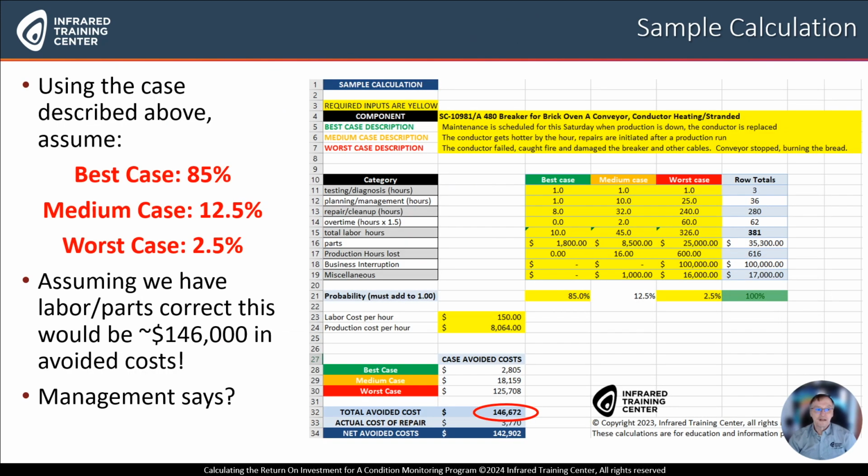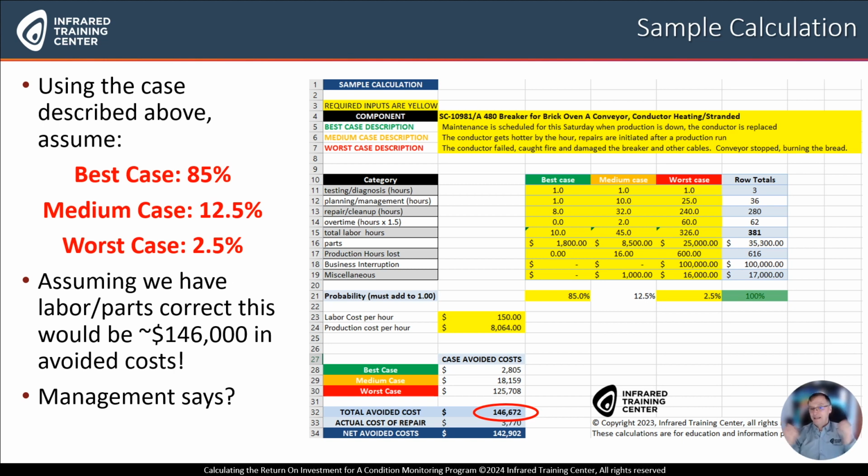And then we start to plug that into the value, into the spreadsheet here. So this is a very, very simple sample calculation. Our maintenance, best case, maintenance scheduled, and that's our best case scenario. And so we add all of this up here.